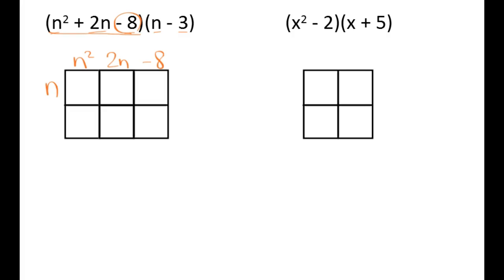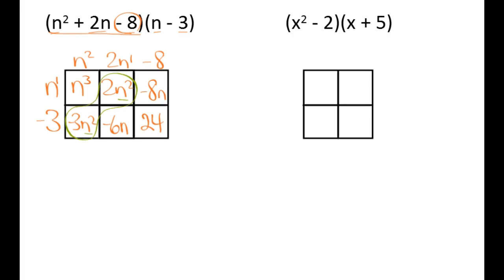And then n and negative 3, or n minus 3. And you just start multiplying. Remember the little invisible ones? That's usually what people make a mistake on. They forget to add that little invisible one. So this is n to the third. This is 2n squared. And this is negative 8n. Down here we have negative 3n squared, and then negative 6n, and finally a positive 24. So again, we mark off where they can combine. I'm looking for matching variable terms. n squared, they will combine.